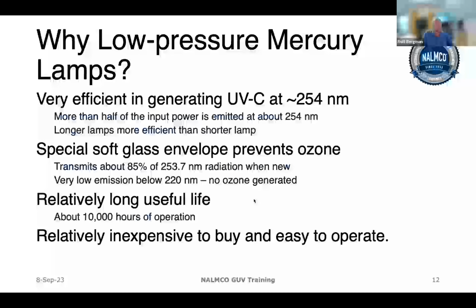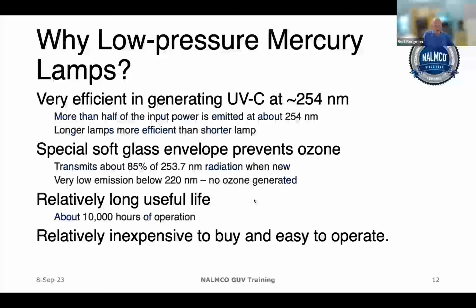We can talk about a half, but it actually depends on the length of the lamp and the diameter of the lamp and so forth. So for long linear lamps, it's more than half. As you go to shorter lengths, that fraction of the power goes down. So the special glass that is used cuts off any ozone generated at lower wavelengths. There is a mercury line at 185, which is about 10%. It's the second strongest line, and that's completely absorbed by the special glass because it would create ozone.